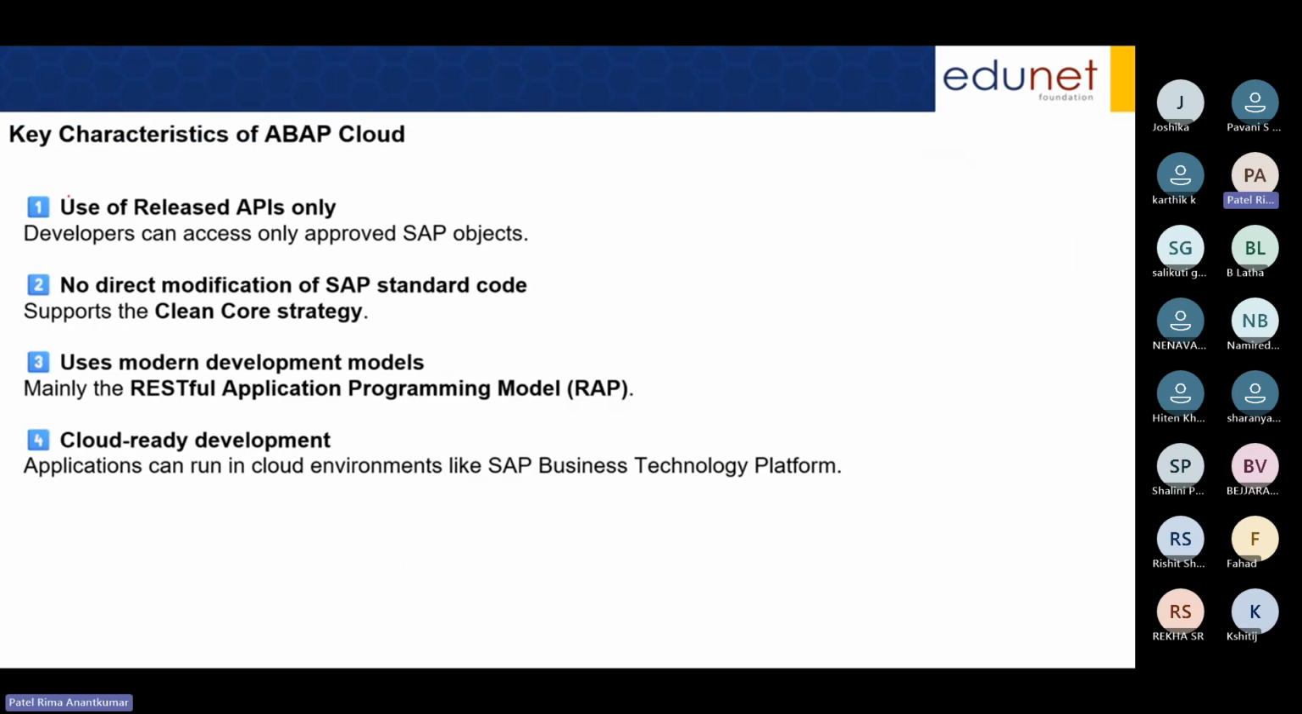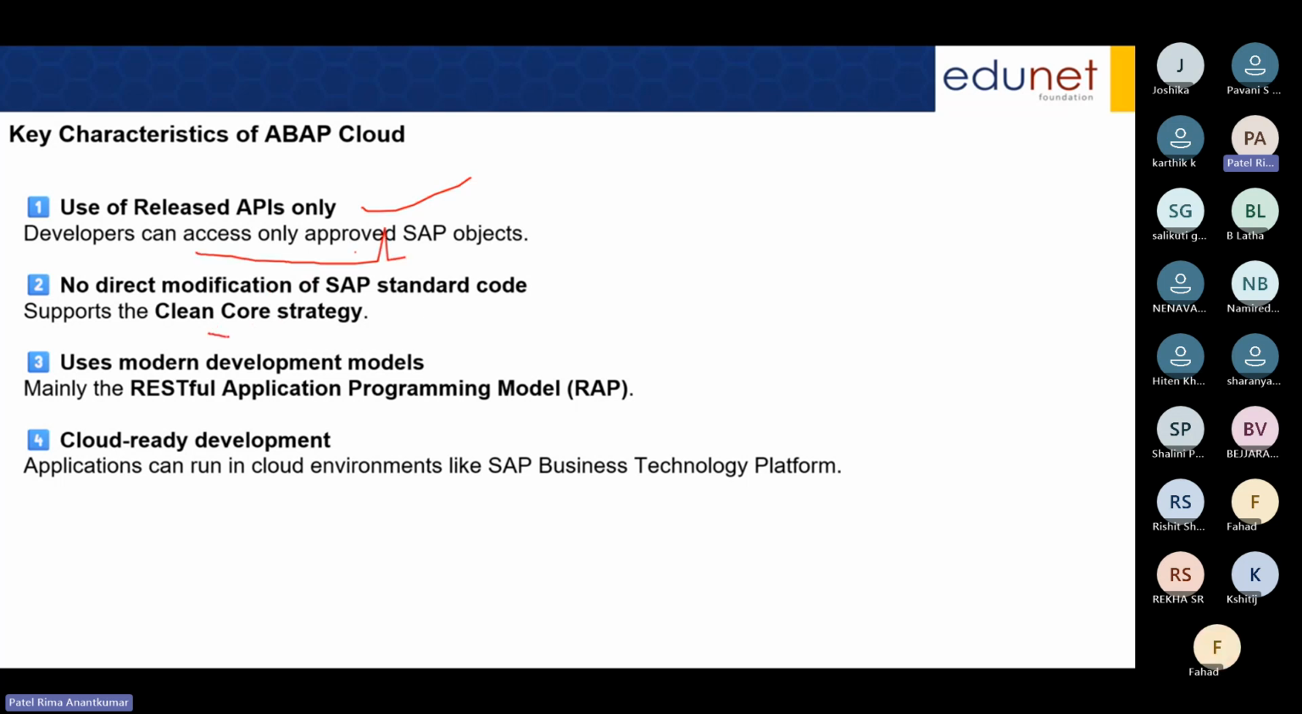And here are the key characteristics of ABAP Cloud: it uses the release APIs only, right? So developers can access only approved SAP objects, with no direct modification. So it supports the clean code strategy. It uses modern development models like the RESTful application programming model that we have already used, and it provides us a cloud ready development framework on the platform, which is SAP Business Technology Platform that we are using, right?